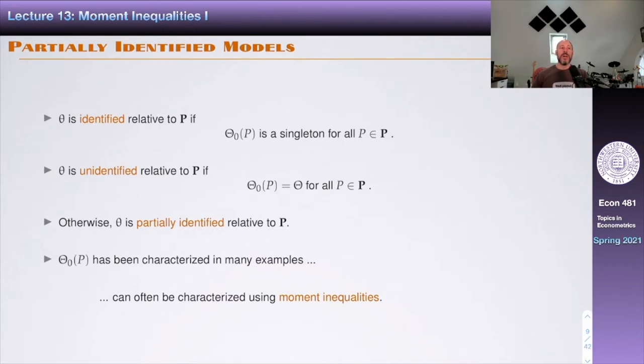As I said, capital theta naught has been characterized in many examples and can often be characterized by using moment inequalities. Not all the time. So the word often here is really important because it really means two things. One, there are certainly examples that cannot be written as moment inequalities, and those exist and they may be important. Two, there are a lot of examples that can be written as moment inequalities. So it's a large class, it's just not the entire space of things that could happen.